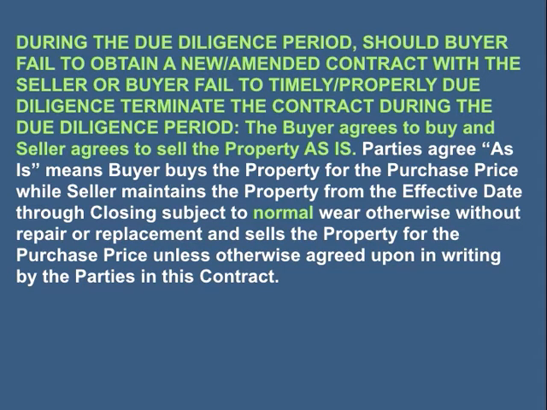What we're saying here is that if your buyer does not terminate by 6 p.m. on the day that you put in the contract, your buyer will be buying the property as is. They've got to negotiate a contract and come to an agreement before 6 p.m. or they're buying it as is.